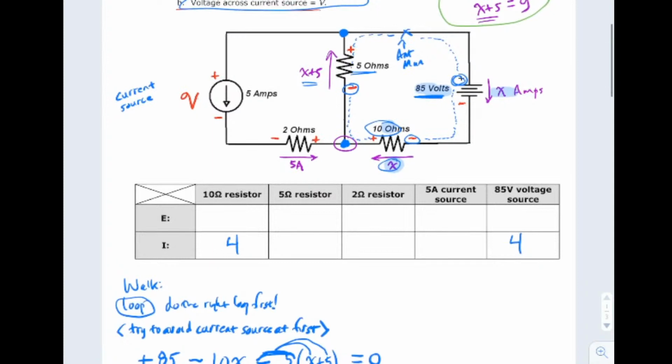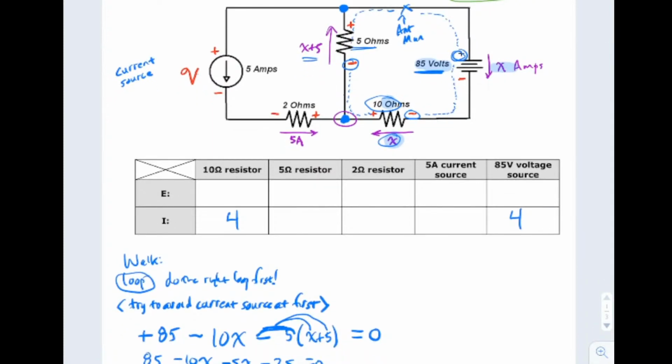Cool. So what else have I got here? Well, through this 5 ohm resistor up here, the amps is, the way I've labeled it here, x plus 5. So maybe I'll just put that there as a reminder. I labeled that current x plus 5, and since x is 4, I got 4 plus 5, which is 9. Through the 2 ohm resistor, I guess we knew right away it was 5 amps, and through the 5 amp source, it has to be 5 amps because it's a 5 amp source. So there, we got all our currents.